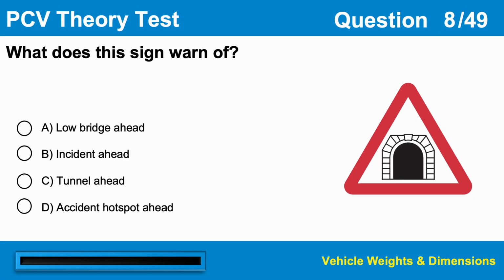Question 8. What does this sign warn of? A. Low bridge ahead. B. Incident ahead. C. Tunnel ahead. D. Accident hotspot ahead.